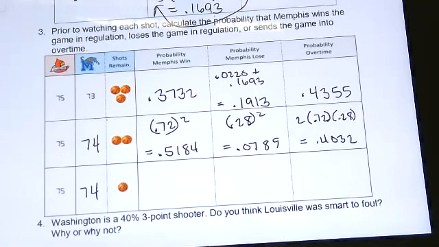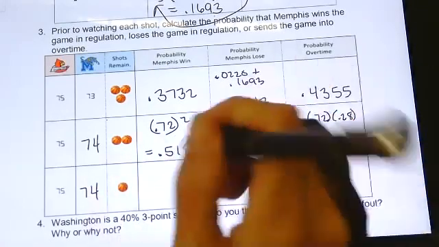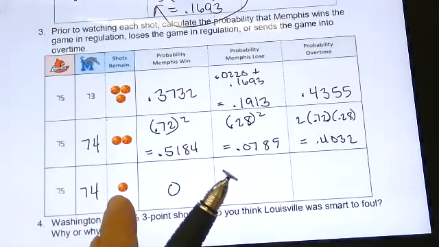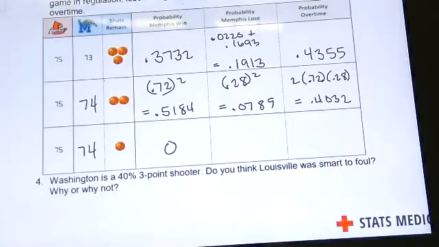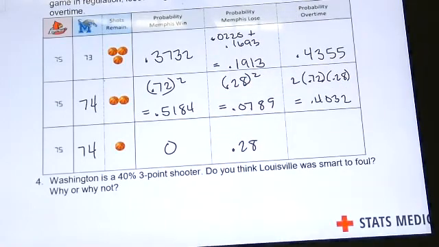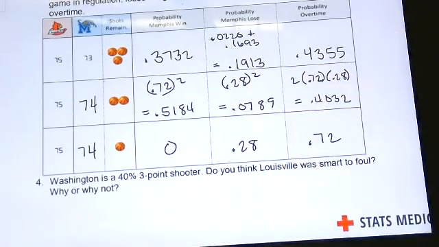Okay, can Memphis win straight out? Nope, because there's only 1 shot left. So the best they can get is 75 points. So they now have a 0 chance of winning in this scenario. So if he misses, they only have 74 points going into his last free throw. They have no chance of winning. However, there is a 28% chance that they'll lose because that's the chance of him missing the 1 shot. And if he makes the 1 shot, they tie and go to overtime. Okay? So that's just all the different scenarios of what can happen based on how many shots he has left.